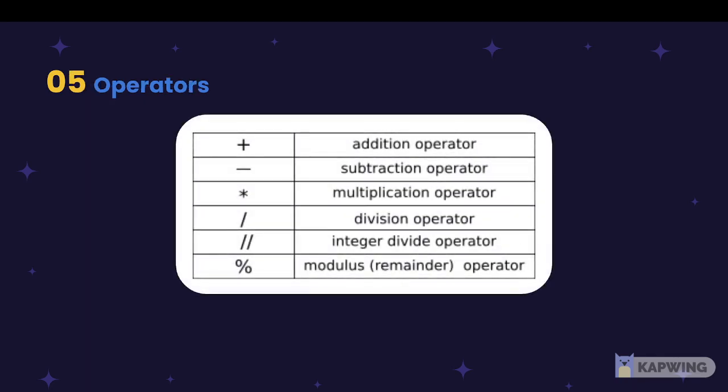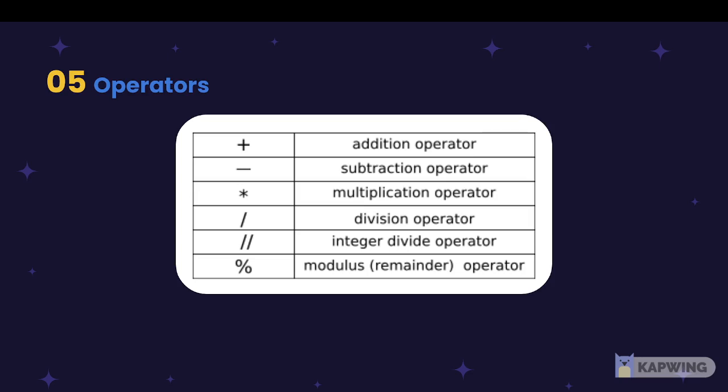Okay, so for operators, we have the basic operators. We have the addition symbol, subtraction, multiplication, division, and then we have two new special ones that come with computer science. The double slash basically does division and then takes away the decimal. So let's say we had 5 divided by 2. Normally, it would be 2.5, but with the integer divide operator, the answer would be 2. It basically gets rid of every number after the decimal.